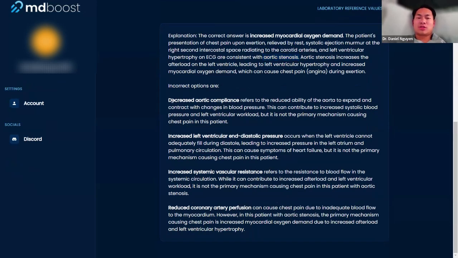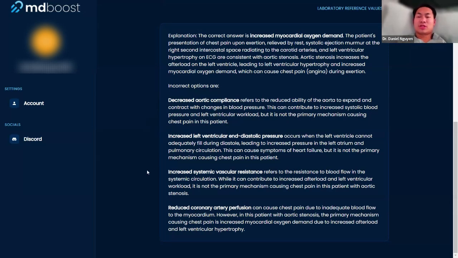So, decreased aortic compliance refers to reduced ability of the aorta to expand and contract with change in blood pressure, which can cause increased systolic blood pressure, but it's not the aortic stenosis in particular. Increased left ventricular end diastolic pressure means the left ventricle cannot adequately fill, which is not what's causing your angina here.